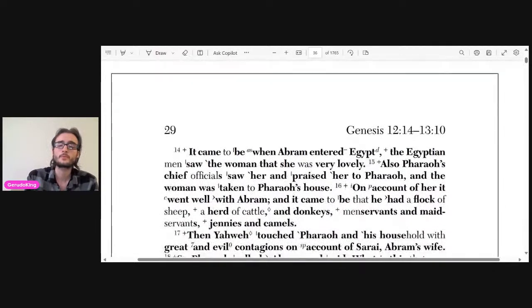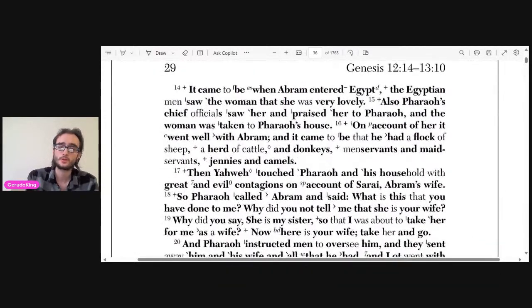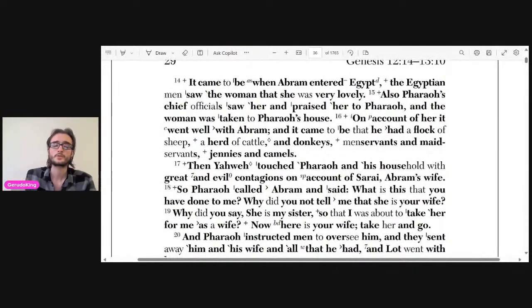It came to be when Abram entered Egypt, the Egyptian men saw the woman, that she was very lovely. Also Pharaoh's chief officials saw her and praised her to Pharaoh, and the woman was taken to Pharaoh's house. On account of her it went well with Abram, and he had a flock of sheep, a herd of cattle, and donkeys, men servants and maidservants, jennies, and camels. Then Yahweh touched Pharaoh and his household with great and evil contagions on account of Sarai, Abram's wife.